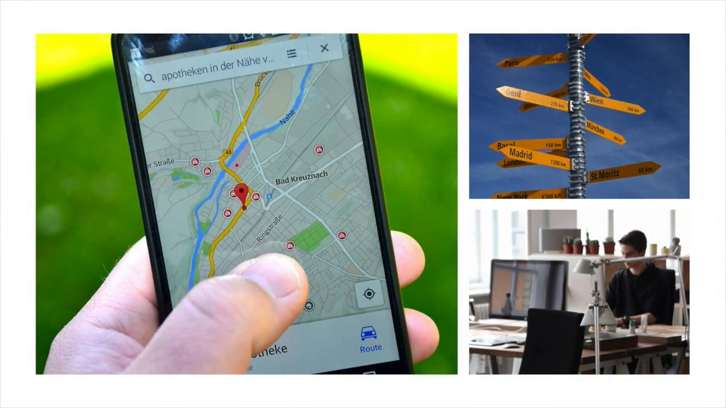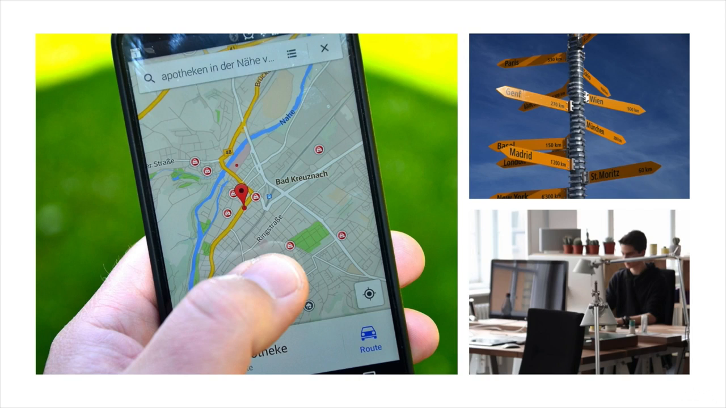Let's get started. Take a look at these pictures. What do you see? Yeah, a phone with locations, right? And directions on the top right. And an office. What do they have in common? Can you figure out what we're going to talk about today? Yeah, we're going to talk about locations. We want to know how to say where something is. Do you think it's going to be useful to be able to ask for directions and say where something is?